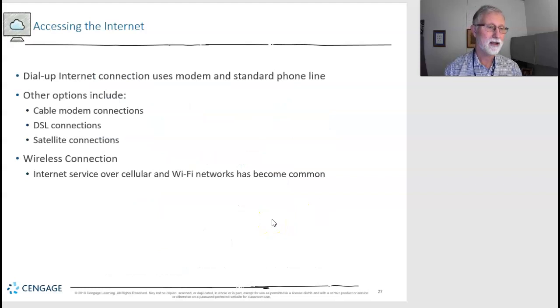So, how do I access the internet? I can dial it up. I can do cable modem. I can do Earthlink's DSL. I can do satellite communication. You can do a wireless connection. So there are a lot of different ways you can access the internet. Hopefully this gives you a brief summary of network fundamentals.